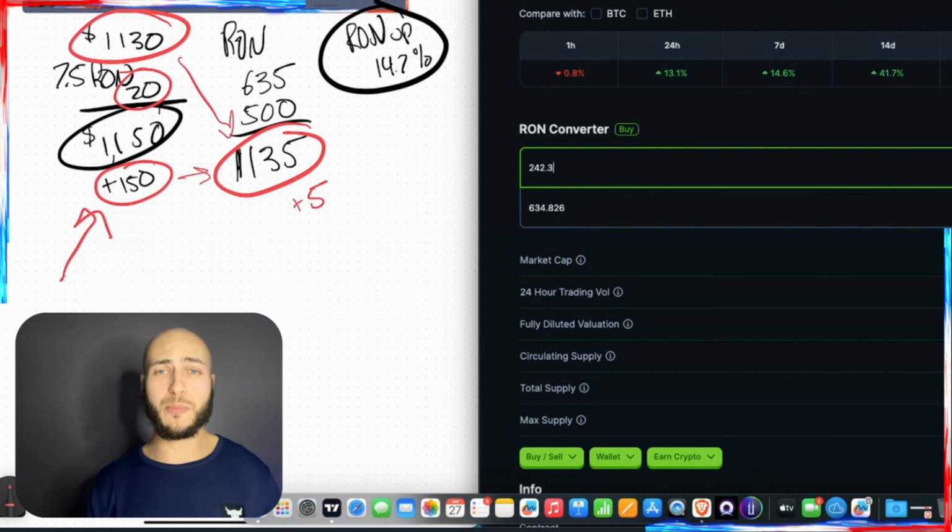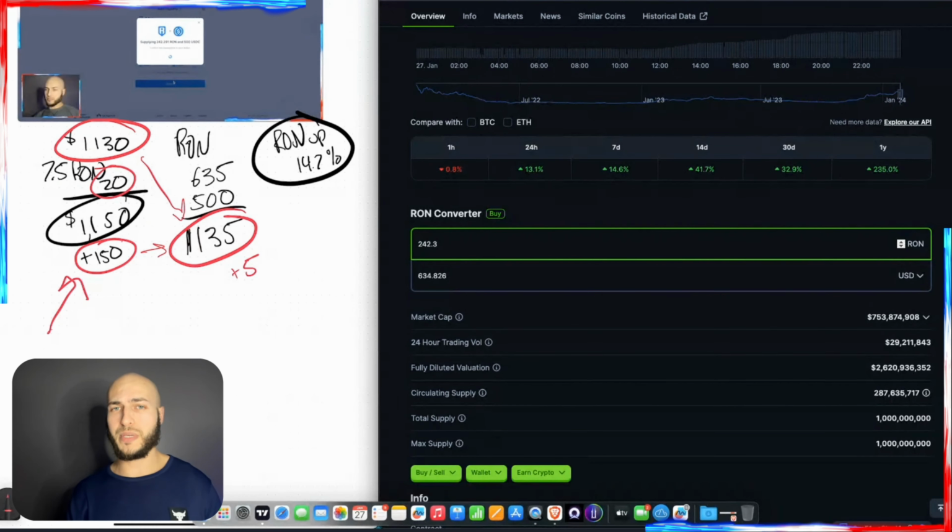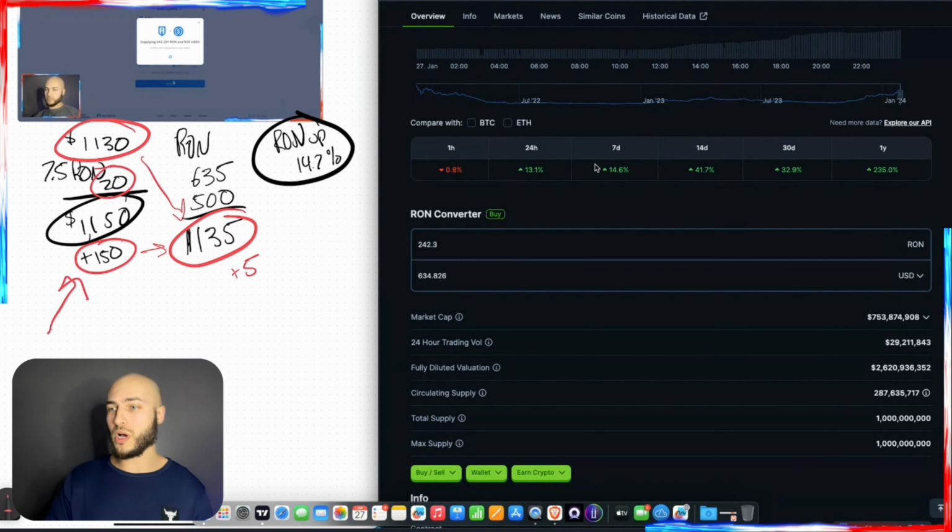Now, a lot of people hear impermanent loss and are scared of it. Like, oh, I'm going to lose money. And some people who even understand impermanent loss, but haven't actually done some of the calculations themselves, might think, oh, it's not worth it. Let me just hold the RON because the RON is pumping. But you can see, even with RON up 14.6% over a week, which is quite a big pump, I still made out $15 better by being in the pool than not being in the pool.